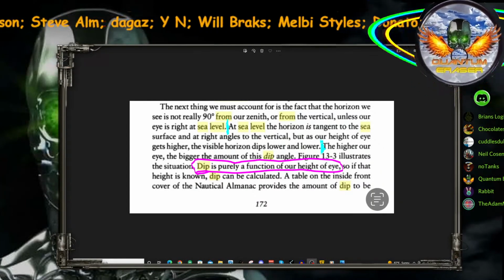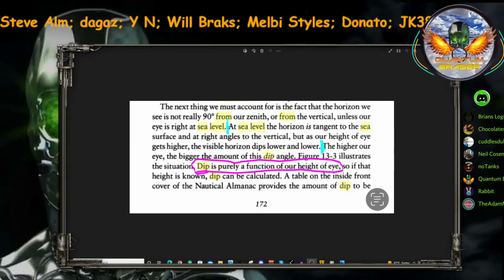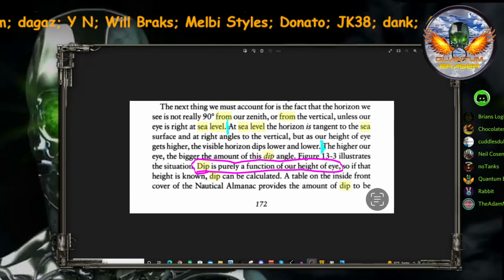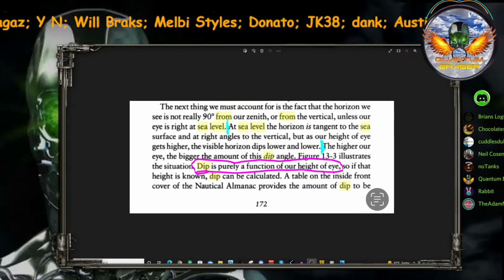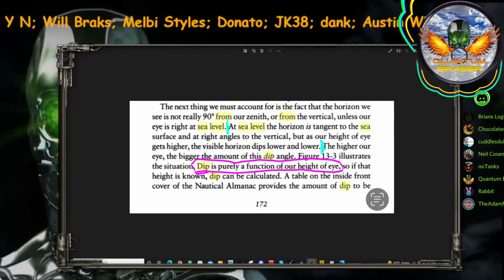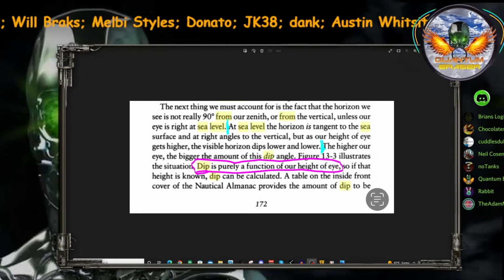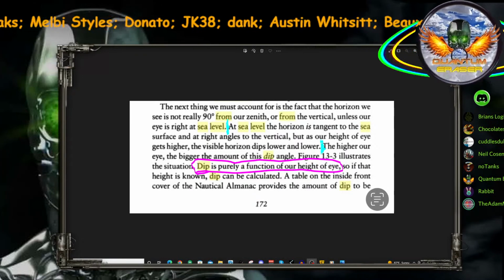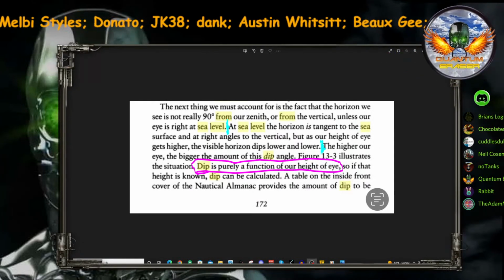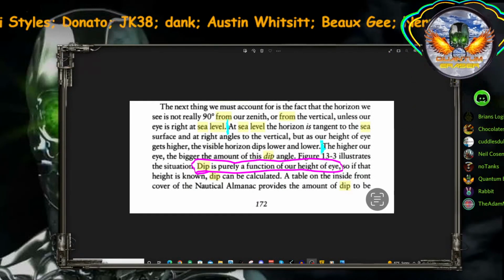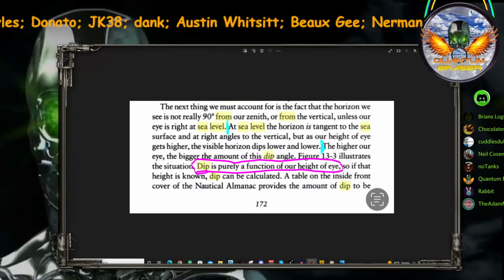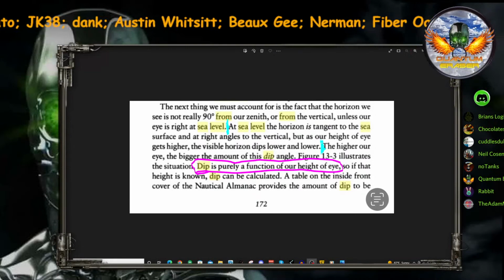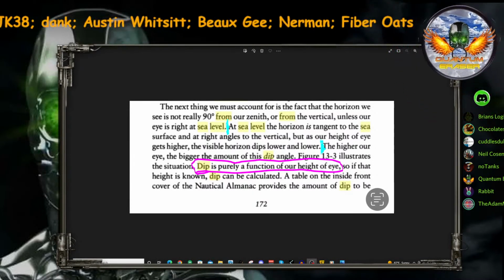At sea level, the horizon is tangent to the sea surface and at right angles to the vertical, but as our height of eye gets higher, the visible horizon dips lower and lower. But that's exactly what it's saying. We reify the horizon as the leading edge of a ball, and as we go higher, we have to adjust more and more because it will go lower and lower. Therefore, we have to adjust the angle more because it gets further and further away from the horizontal at our feet, the 90 degree zenith. The dip is purely a function of the height.